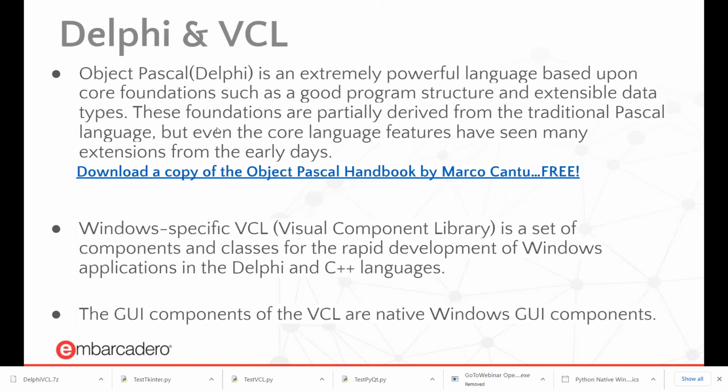So what is VCL? VCL is the Visual Component Library. It is Windows specific only. It has a set of components and classes for the rapid development of Windows applications in Delphi and C++ Builder languages. The graphical user interface components of the VCL are native components for Windows.